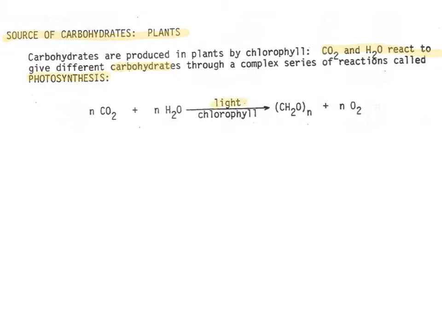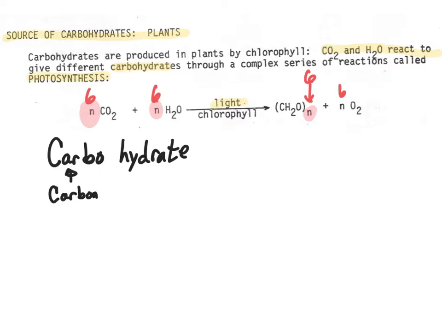Notice that there is a letter N here in this reaction as written, and that N is just saying that there is a number of carbons. So if I start off with 6 carbon dioxides, I will use 6 waters to make 1 sugar that has 6 carbons long plus 6 O2 molecules. That name carbohydrate tells us that it is hydrated carbon. As you can see in this formula, it's carbon with water attached to it.